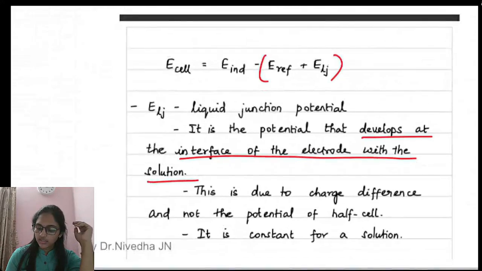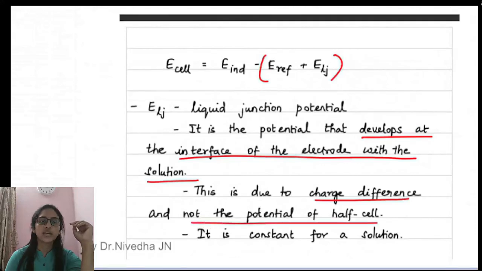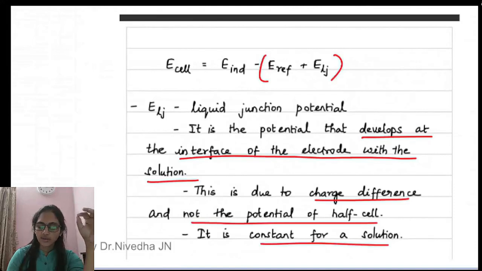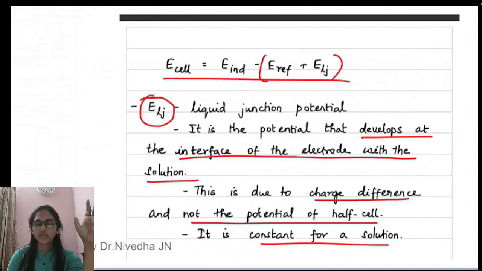Now this is due to the charge difference and not the potential of the half cell. Only ions or any charged particle coming into contact with or getting inside the membrane of the reference electrode is going to bring about this change. So it is due to the charge difference and not the potential of the half cell, the exact potential that we are interested in. It is constant for a particular solution. So here we need to minimize this liquid junction potential, so we have to subtract it. Okay, so this is the electrochemical cell potential.